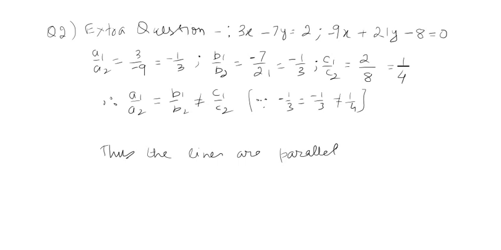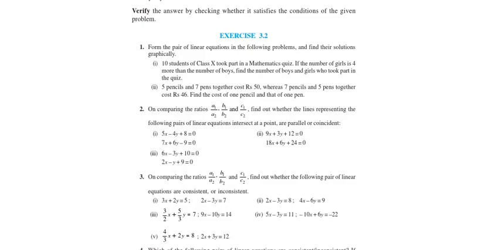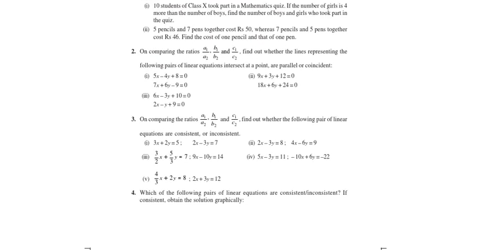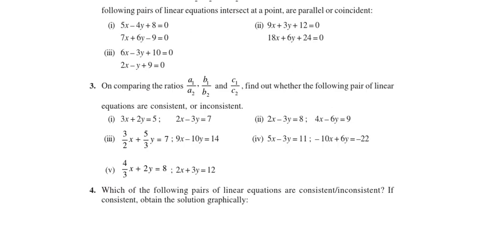Okay. So let us come back to our question again. So the first question we have, second question we have done. Now let's come to the third question, not the first question, the third question. If you see the third question, they have written almost the same thing, that on comparing the ratios a1 upon a2, b1 upon b2, c1 upon c2, find out whether the following pair of linear equation are consistent or inconsistent. So what does consistent and inconsistent mean? This first I have to explain to you.